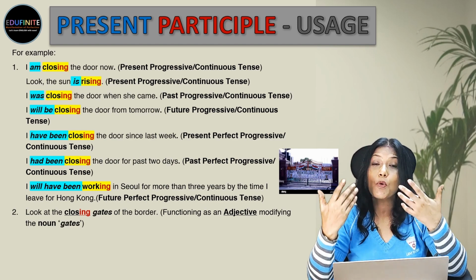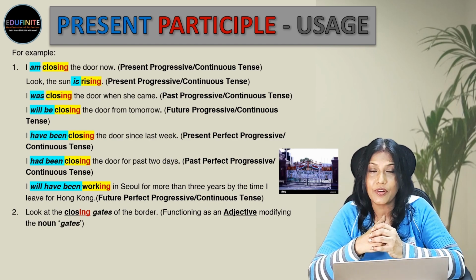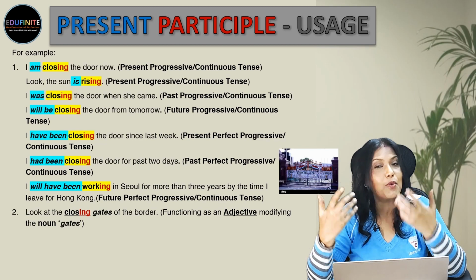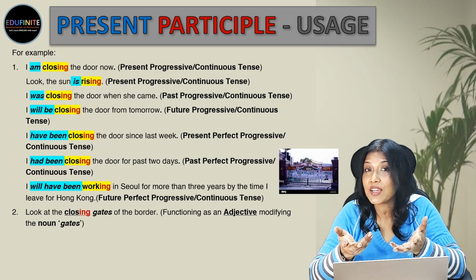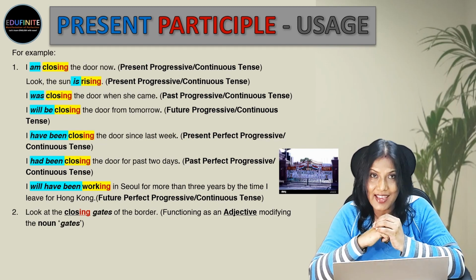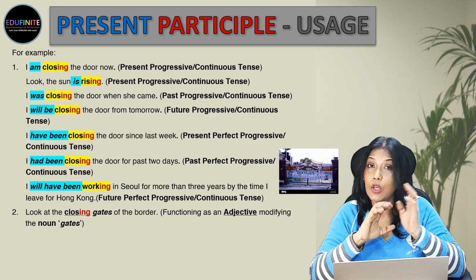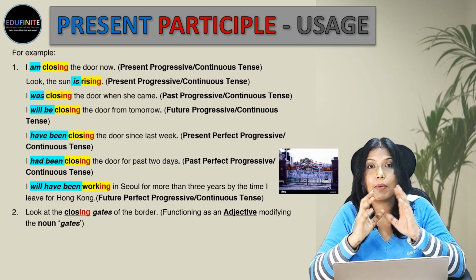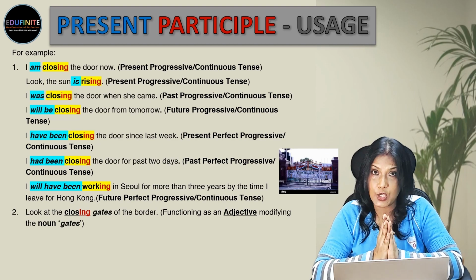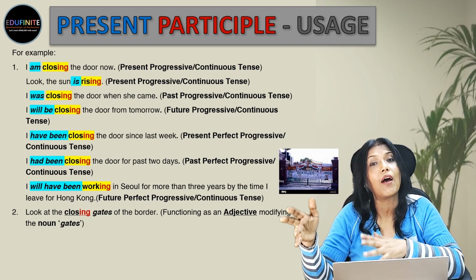It is telling us more about the noun, gates. So if anything tells us more about the noun, what is its function? It's the adjective. Yes, closing here is the adjective, though it looks like a verb, but it is functioning as an adjective and telling us more about the gates.